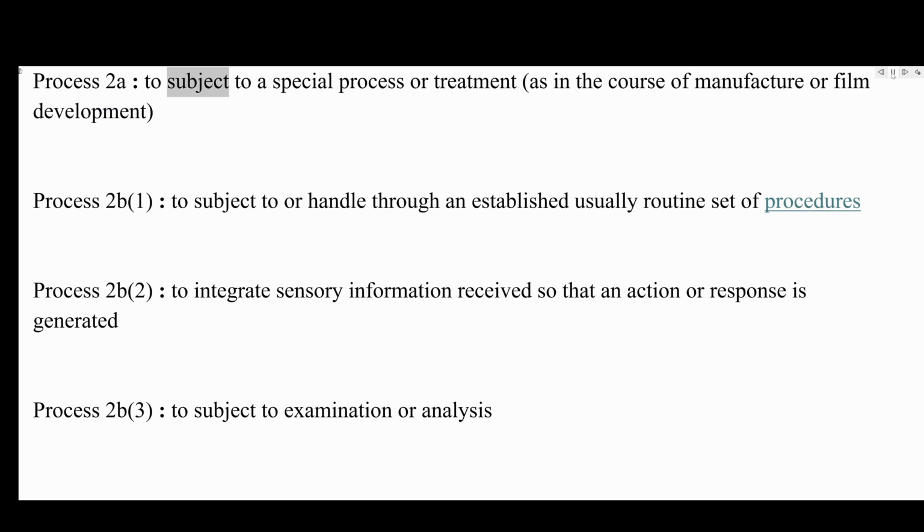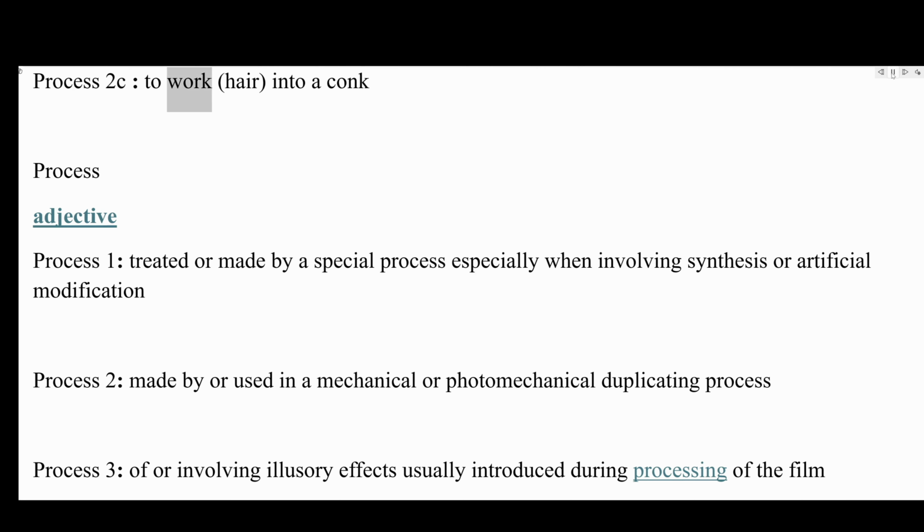Process 2a, to subject to a special process or treatment, as in the course of manufacture or film development. Process 2b, 1, to subject to or handle through an established, usually routine set of procedures. Process 2b, 2, to integrate sensory information received so that an action or response is generated. Process 2b, 3, to subject to examination or analysis. Process 2c, to work, hair, into a conch.